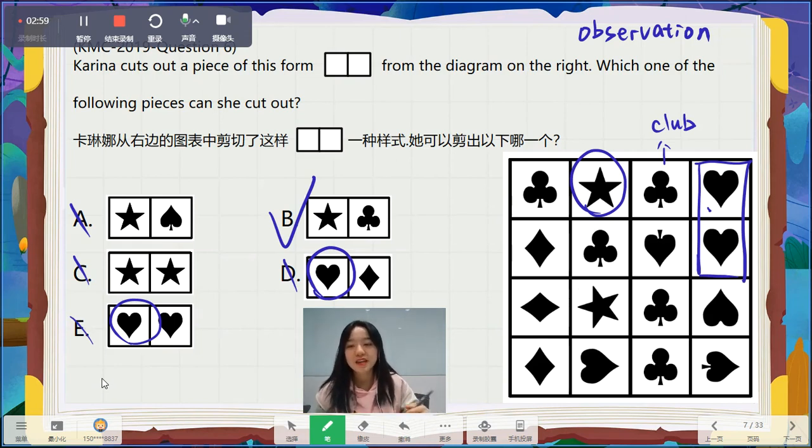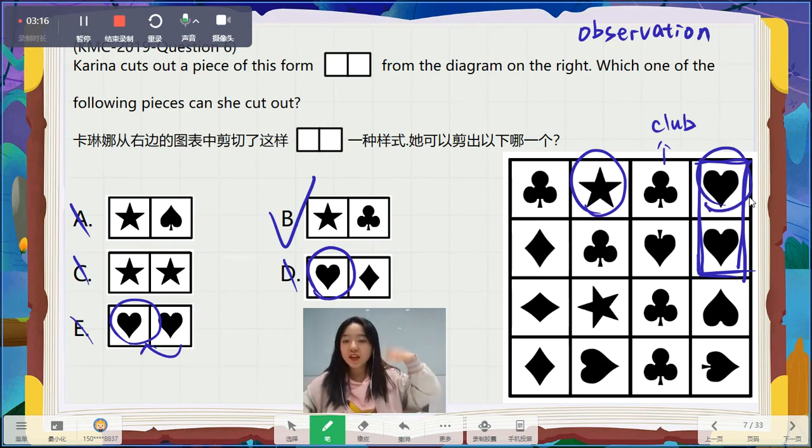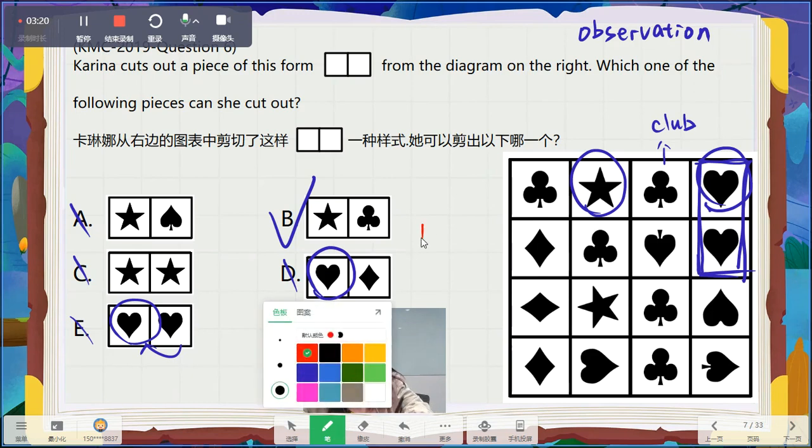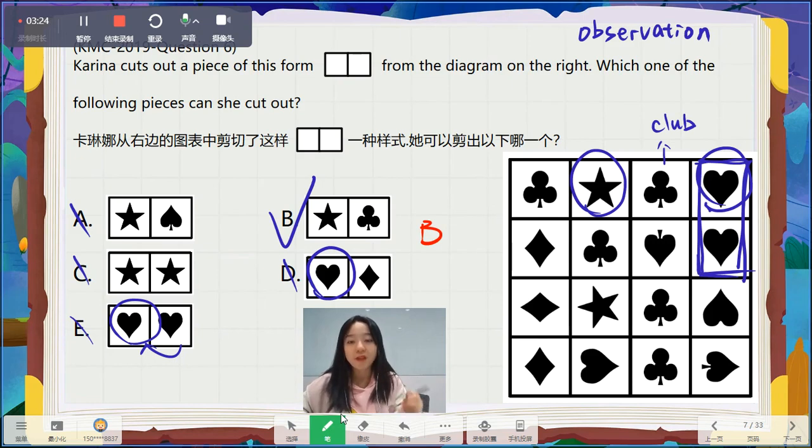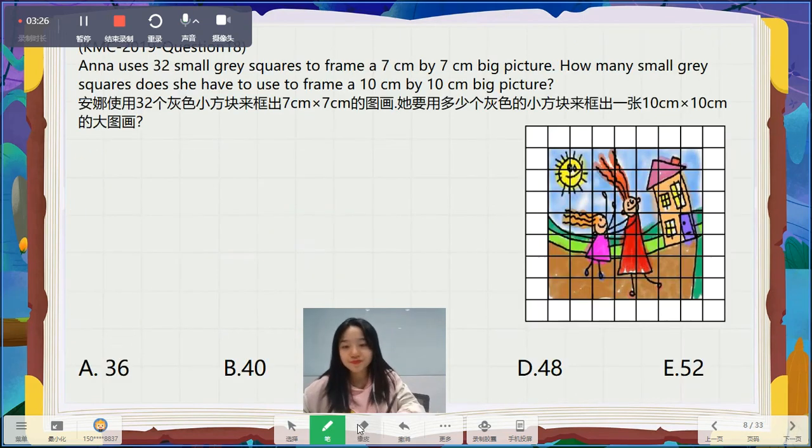Some students may say, why not E? I see 2 hearts, they are put in a straight row, straight column. But the direction is very important. The other heart should be at the bottom of this heart. It cannot be on the right. So that's why, for this question, only B can be cut out from the diagram on the right. Now let's move on.